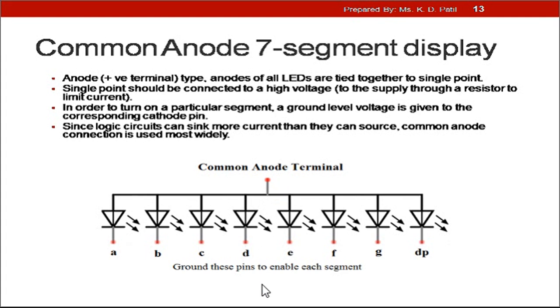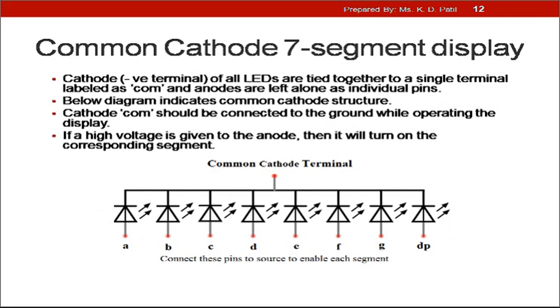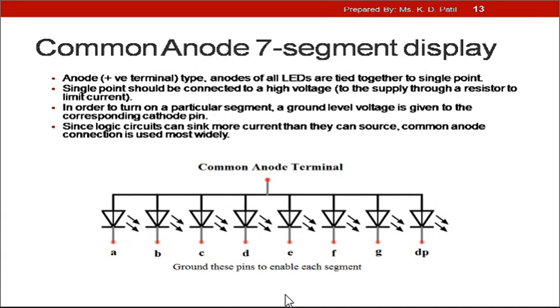As I told you, in the common cathode, that single point was connected to the ground, and in the common anode, this single point will be connected to the high voltage to supply current through the resistor. In order to turn on a particular segment, a ground level voltage is given to the corresponding cathode pin. If I want to turn this segment on, this negative end should be connected to the ground.